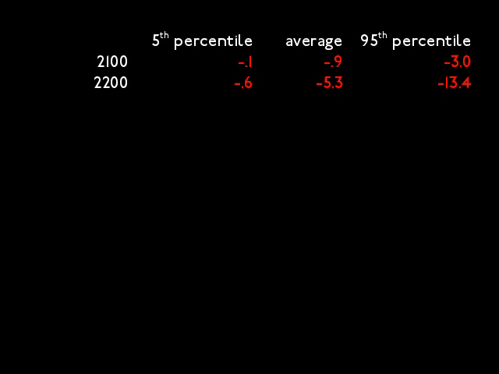But what if we do act? Stern says that it would cost 1% annually for the next 20 years. Let's put these back into the original chart.